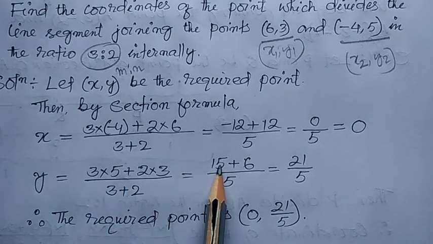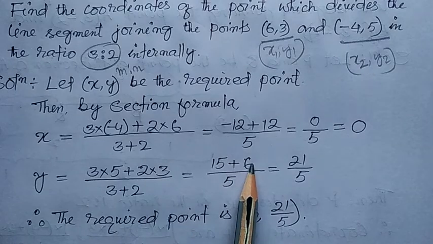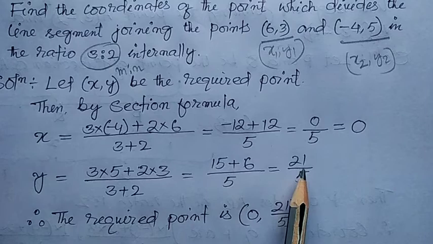Then 3 into 5 is 15. 2 into 6 is 12. 2 into 3 is 6. We add 15 and 6, we get 21 by 5. Now we cannot cancel this, so we write as it is.